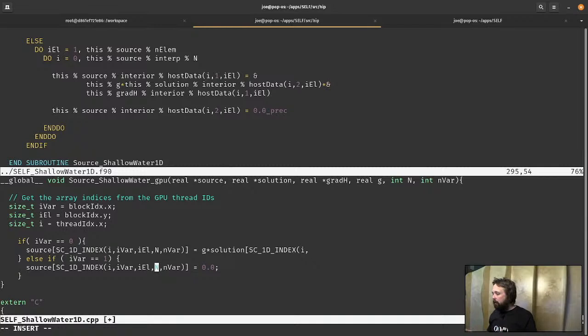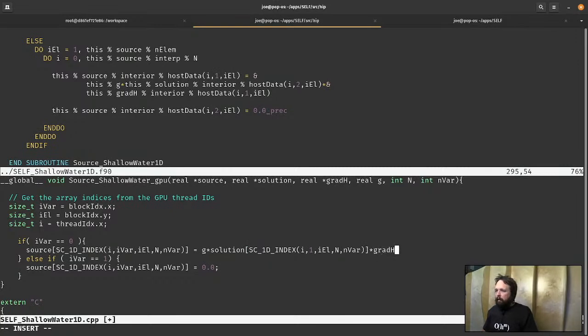To help with the calculation of those memory points, you need to know how many quadrature points there are, so we'll pass in n, and then how many variables there are, so that's n bar. Okay, so we've got g times h, and we're doing zero-based indexing on the C++ side. So we need I var of 1 to get us the fluid thickness, il, and n var. And then what we need is grad h.